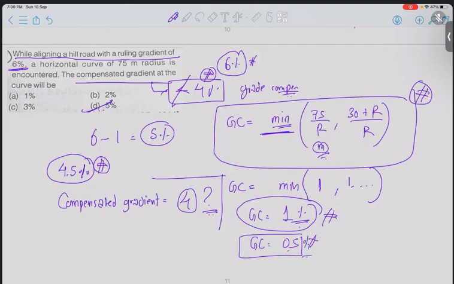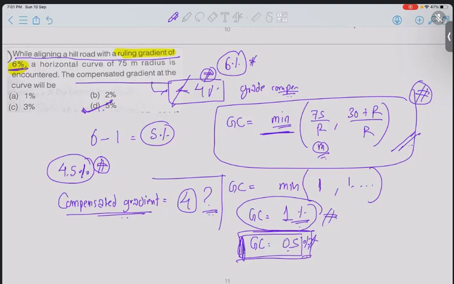So this is how they get you. This was a pretty simple question, just application of formula. But in GATE, this is the most common error: you calculate your grade compensation, but you overlook that your initial ruling gradient is very close to 4, and you apply it, and you don't even check whether after applying the compensation your gradient falls below 4%. So this thing you should keep in mind.